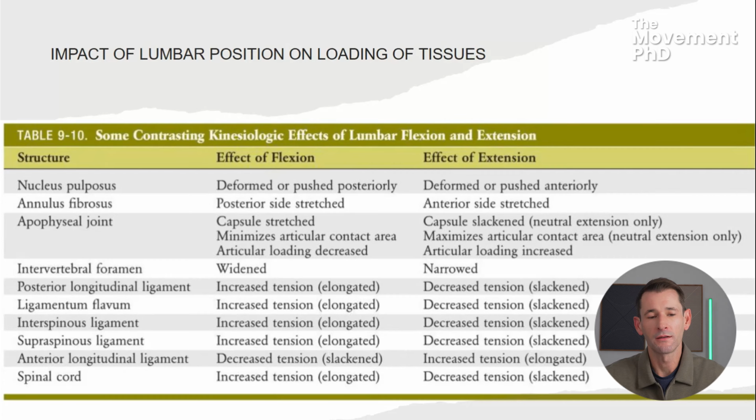And the other thing, the spinal cord is under increased tension during flexion. So there's a test for spinal cord tension called a slump test, which basically you put your spine in full flexion, and that puts tension on that spinal cord.